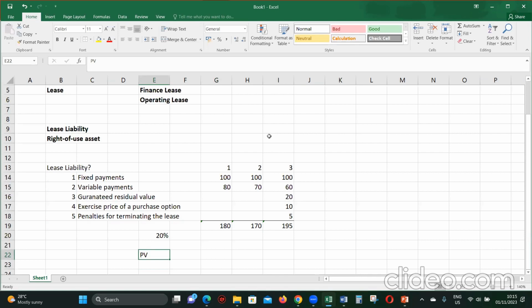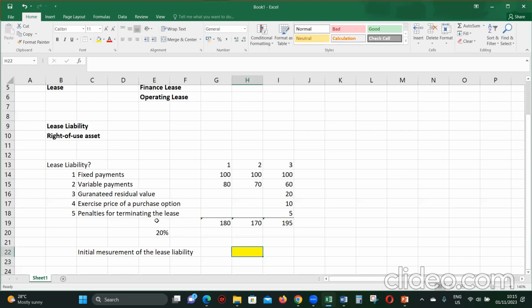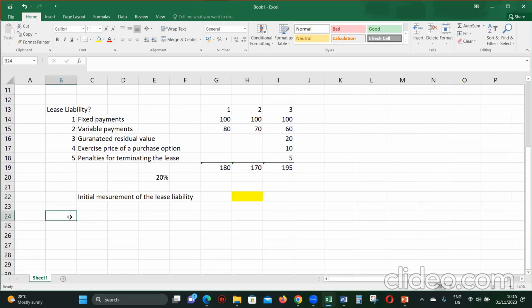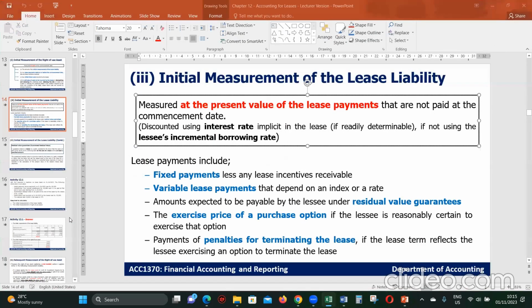So that is what? This is the initial measurement of the lease liability. Answer will be here. Okay, so this is how you take lease liability. And what about the right of use asset? If you have to take the right of use asset, how do you take this?